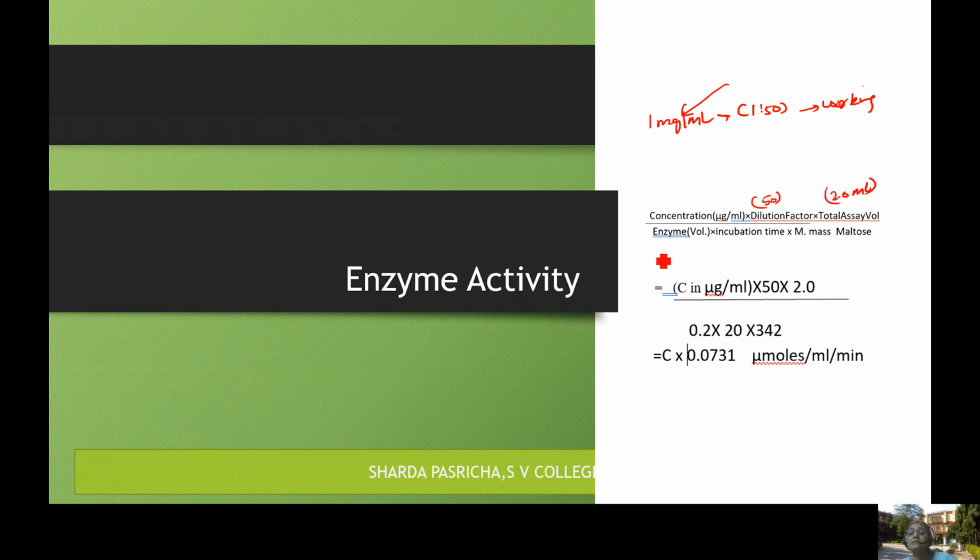Total assay volume, the enzyme volume that you added is 0.2 ml, the incubation time is 20 minutes, and the molar mass of maltose, that is 342 grams per mole. So you can get a shortened formula, that is your concentration in microgram per ml into 0.0731 micromoles per ml per minute. That will be the activity of enzyme. Do not forget to mention the temperature. So this is the activity of my enzyme sample at this temperature.